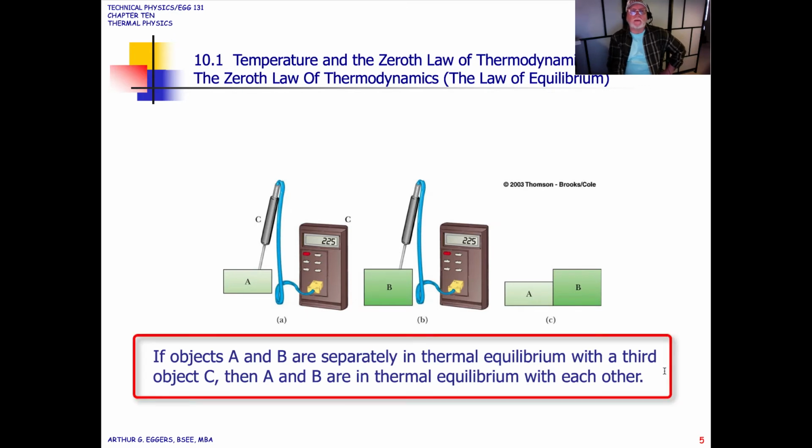If objects A and B in this diagram then are separately in thermal equilibrium with a third object C, then A and B are in thermal equilibrium with each other.